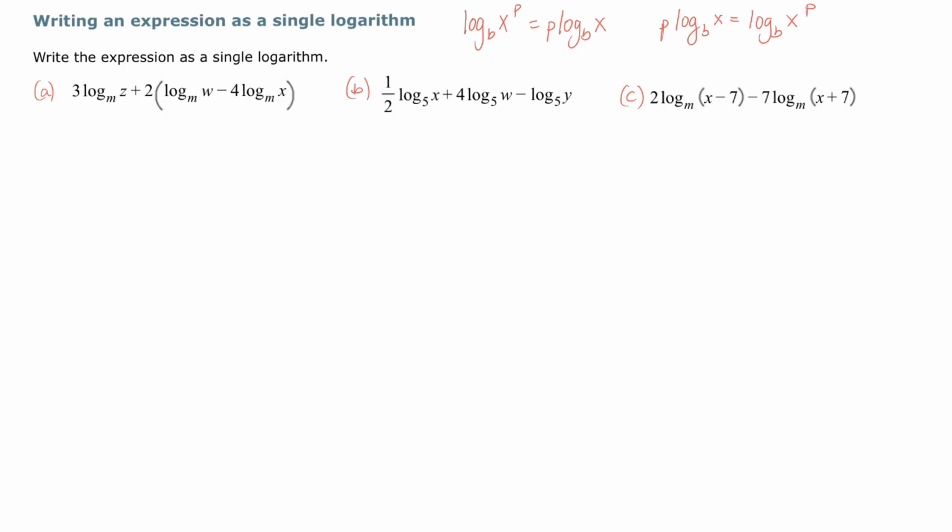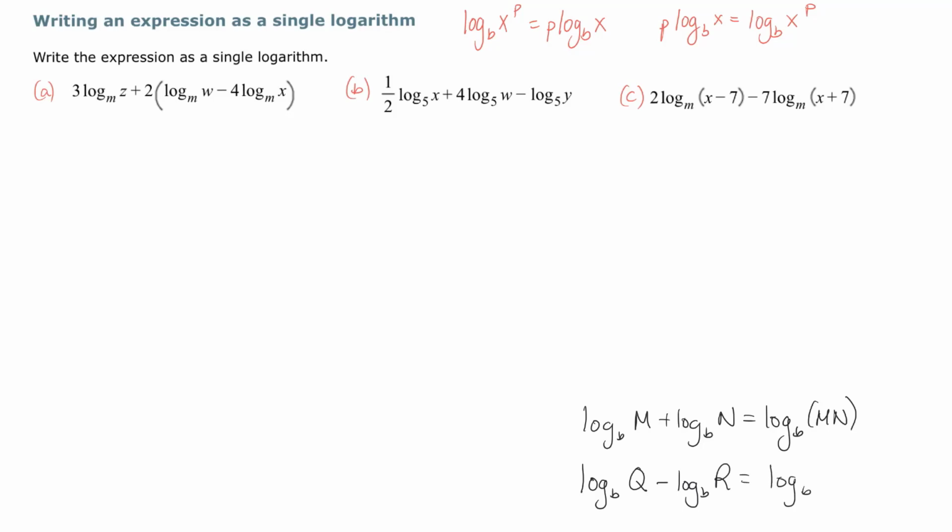Another useful condensation property would be log base b of m plus log base b of n. That is going to be what? Log base b of m times n. We also have log base b of q minus log base b of r is equal to log base b of q over r. That's a b, not a 6.